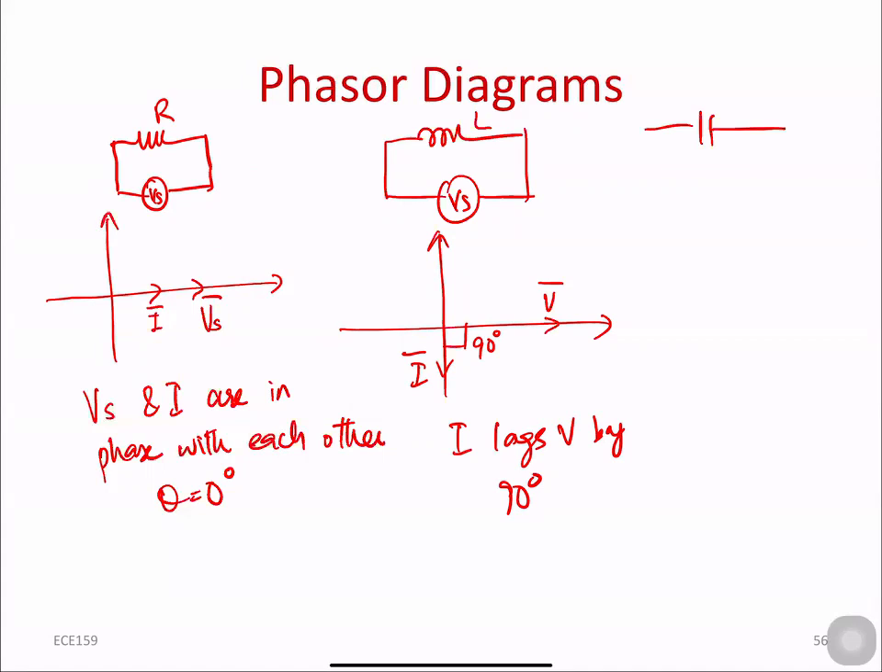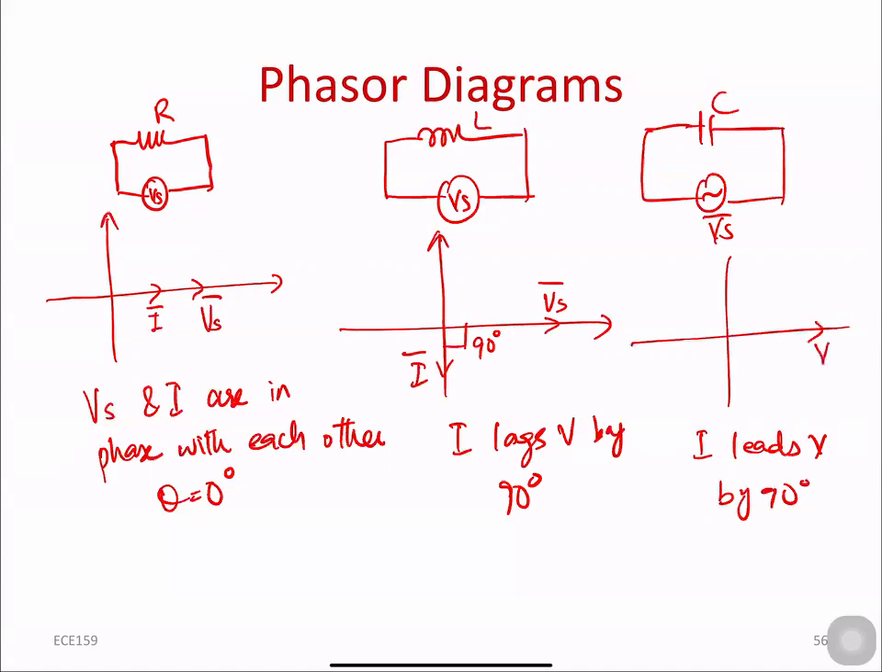For a pure capacitive circuit, we know that the current leads the voltage by 90 degrees, and this can be represented as current IC. I'm going to write this IL, this is IR, as plus 90 degrees, right? So these three, if a circuit is given to you, these three are for pure resistive, pure inductive, and pure capacitive circuit.